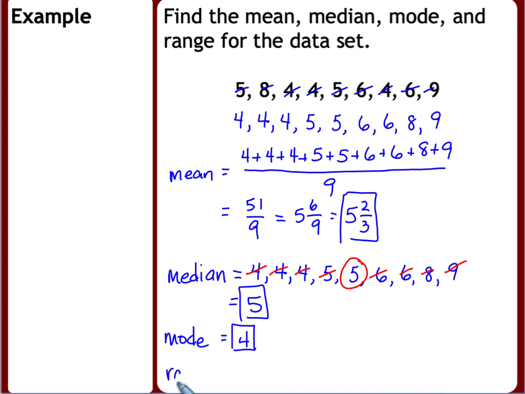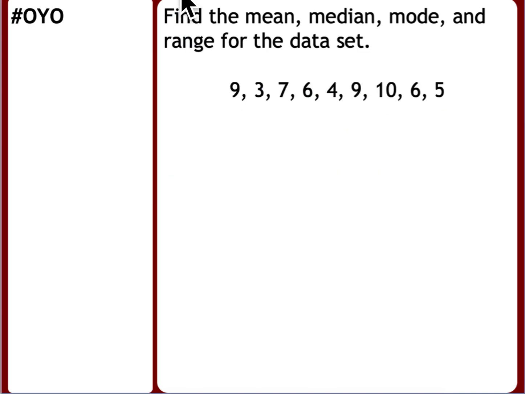Alright, finally the range, we just need to find the spread of the data by subtracting the high minus the low. So it helps to have the numbers in order for this as well. It's easy to see that 9 is the high, 4 is the low. So our range is a spread of 5, in this case, we'll just say 5 units. Okay. Alright, so that's a quick overview of mean, median, mode, and range. So go ahead and try the one on your own, otherwise known as #OYO for on your own.